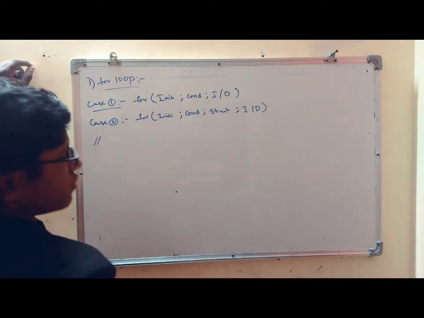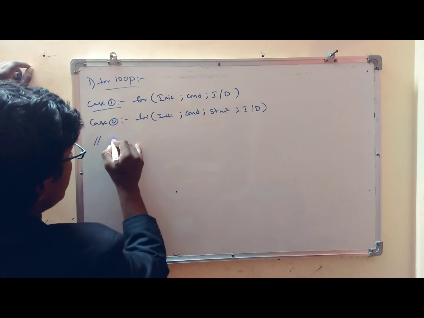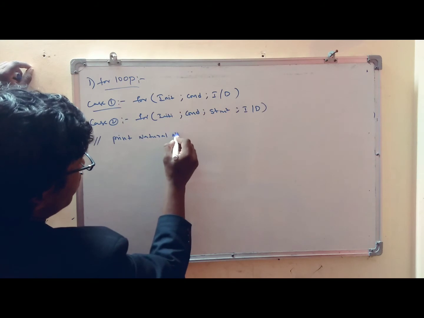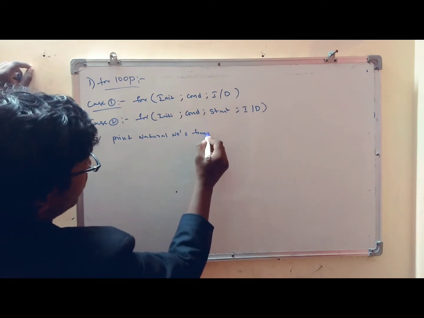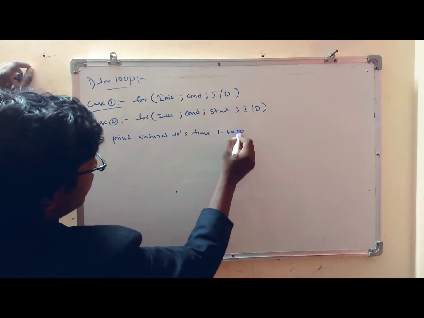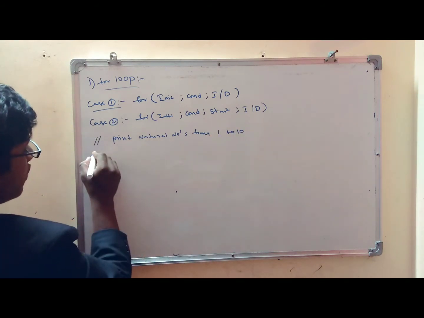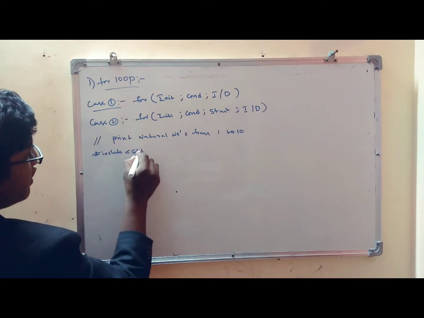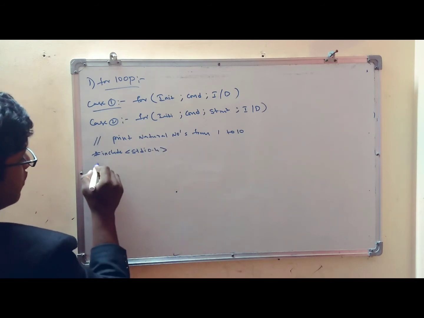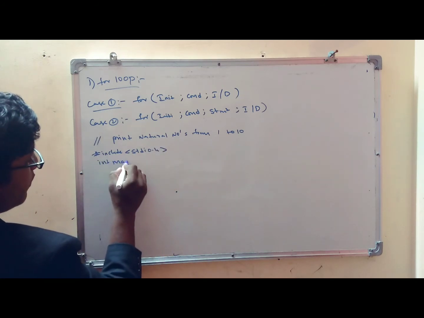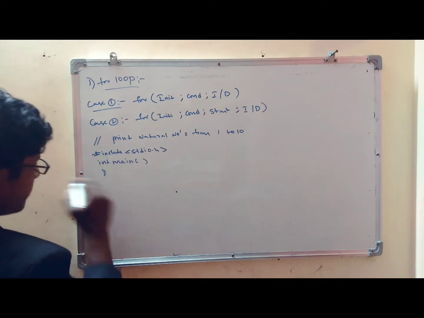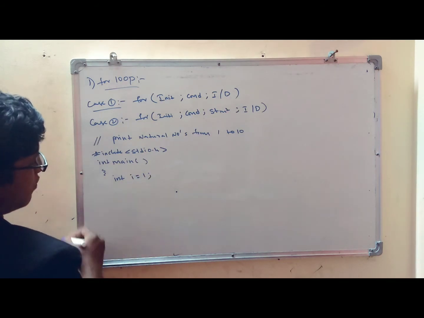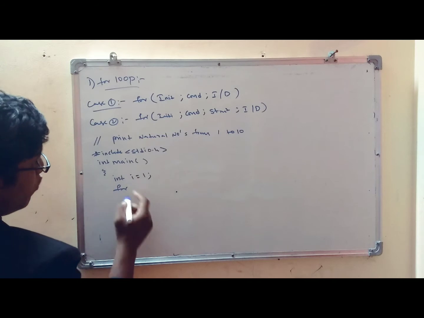Example. So this is the documentation section. I want to print natural numbers from 1 to 10. Okay, from 1 to 10. So I write the link section as #include <stdio.h>. Then int main, this is the main section, and after that I declare a variable i and initialize it with the value 1. Okay, here I am writing the loop, the for loop.